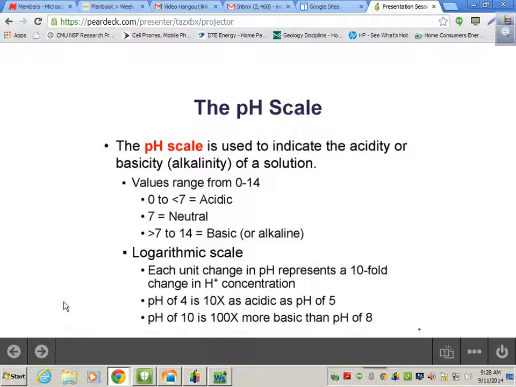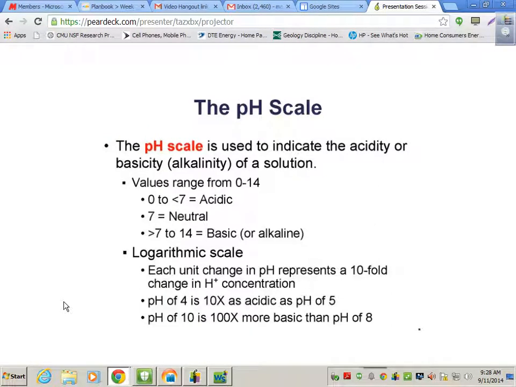So that pH scale, I know you're familiar with it. That's why we're not going to spend tons of time on it. You might be doing pH in this first lab that we're going to start after the test tomorrow. But the pH scale is used to indicate the acidity or basicity or alkalinity, we also call that, of a solution. So how basic or how acidic is your solution is what we're asking. Does anybody know the pH of your blood? 7.4. Okay. We are slightly basic.